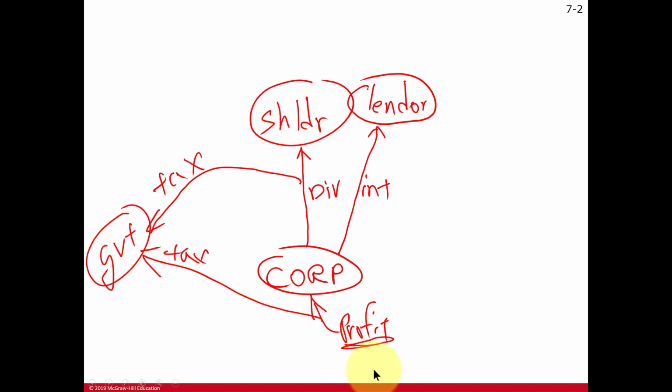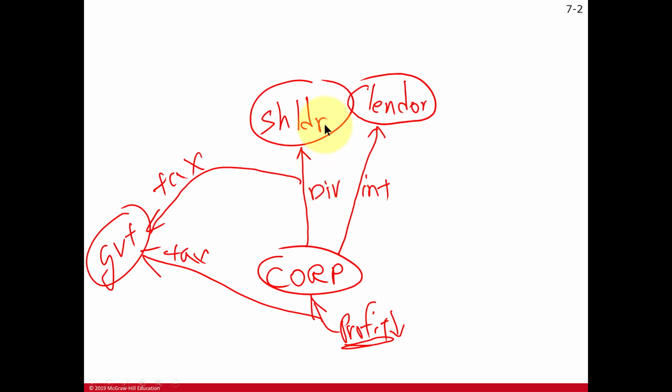But now our profits are going to be reduced because the corporation can deduct this interest, and that's going to reduce the corporate tax liability down here. Unlike a dividend, again, a dividend you cannot deduct to reduce the corporate profits.